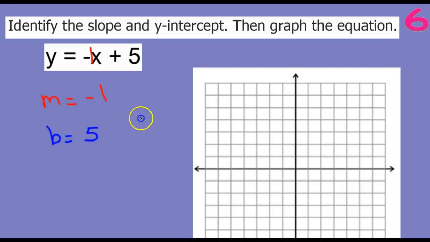So we're going to begin at 5. We'll begin at our y-intercept, so 1, 2, 3, 4, 5. Then our slope is negative 1 over 1. So we're going down 1 and over to the right 1. Down 1 to the right 1, and so on. Opposite of that would be up 1 to the left.